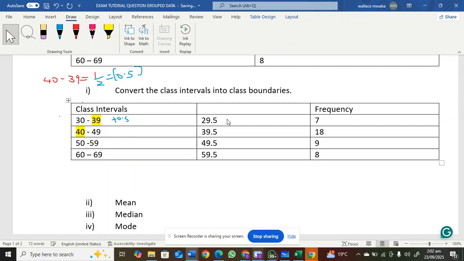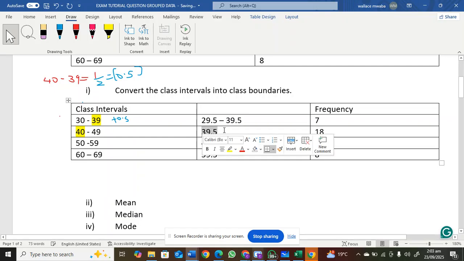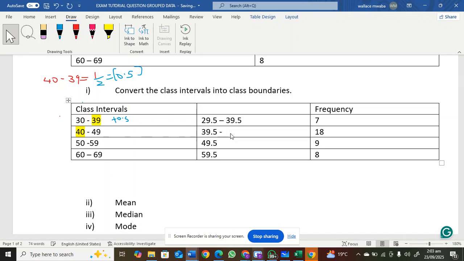And as I said, we're going to add 0.5 to all the upper limits. So 39 plus 0.5, 39.5. So as you can see, we've closed the gap with the classes. Right? 40 plus 0.5, 49.5. 59 plus 0.5, 59.5. 69 plus 0.5, 69.5. So now, as we can see with our class boundaries, we can accommodate decimal numbers.